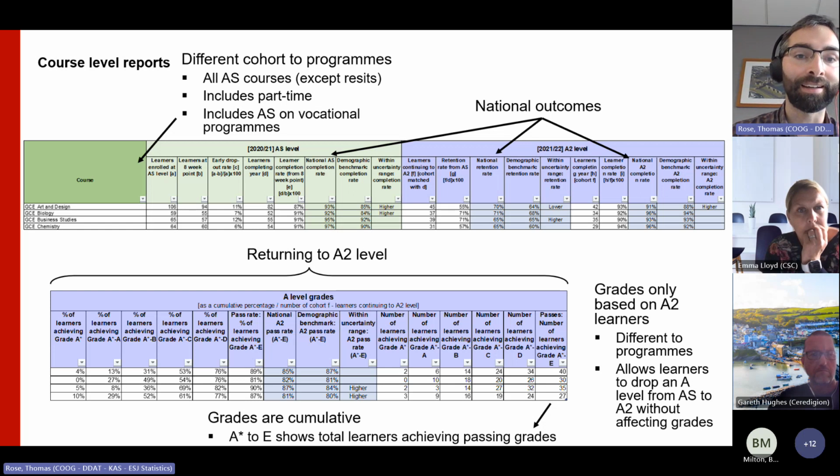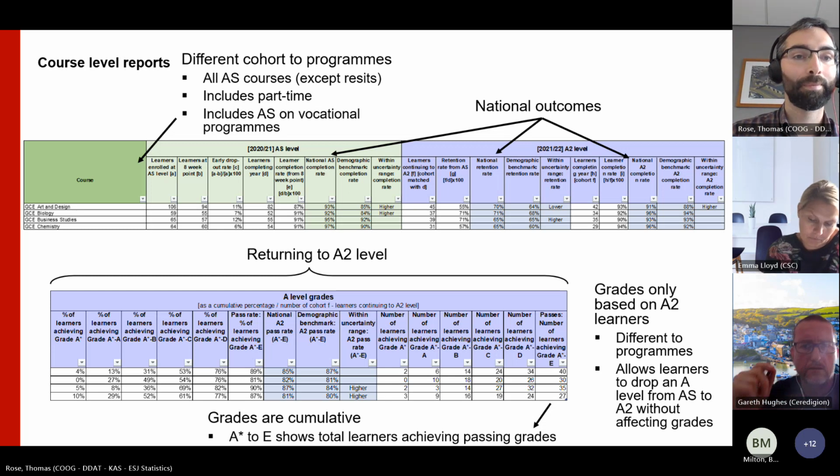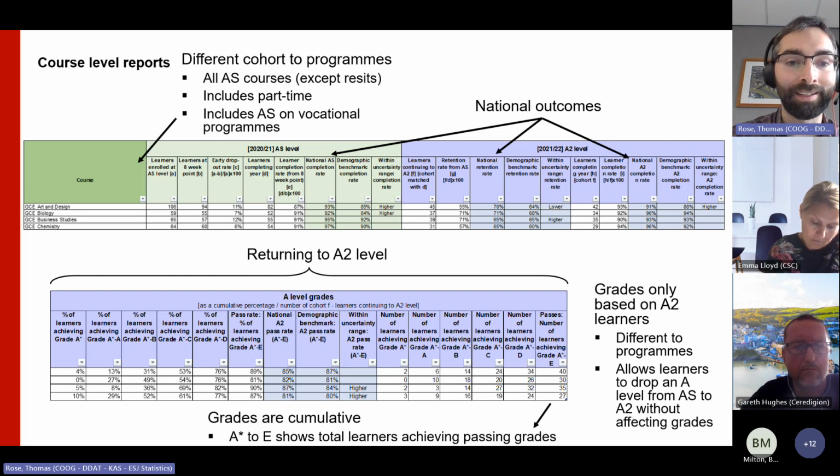We do have the 2 years, the AS level and the A level, but the grades work a little bit differently here. They're not 2-year measures; they're only looking at the achievement for the A2 level learners. The reason for this is that if a learner takes 4 ASs and drops 1 for A level, we don't want that to be penalised here. So if they don't start their A level, then it won't affect the achievement rate. And the grades that we show are cumulative. That just catches people out sometimes. So if you have achieved 3 Cs, you've also achieved 3 Ds and at least 3 Es at A level.